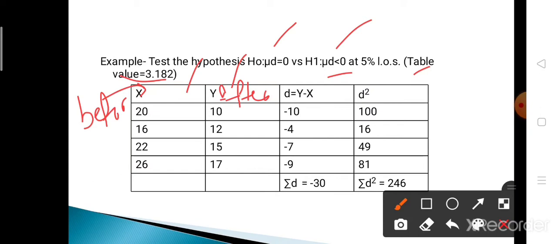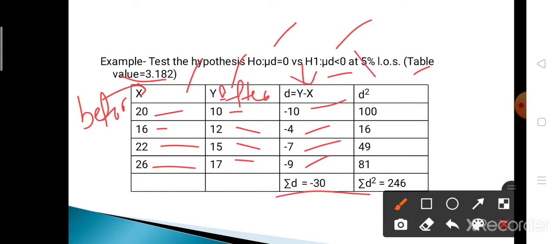D is nothing but y minus x, that is after observation minus before observation. So 10 minus 20, that is minus 10. 12 minus 16, that is minus 4. 15 minus 22, that is minus 7. And 17 minus 26, that is minus 9. And the total of this column is summation d equal to minus 30.